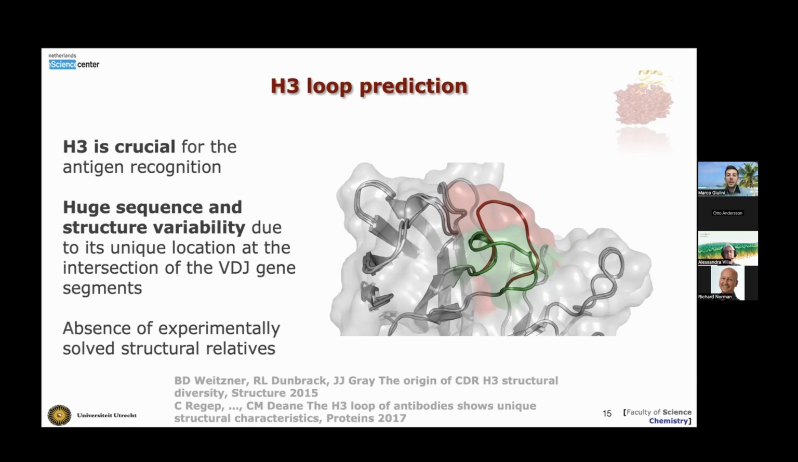And what has been shown is that most of the structures this loop can adopt do not exist in what is called the non-antibody world, so whatever in the PDB that is not an antibody. So basically, we have a part of our antibody that really behaves like nothing we have seen before. And this, of course, makes its prediction very challenging.